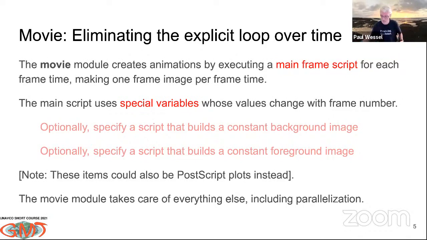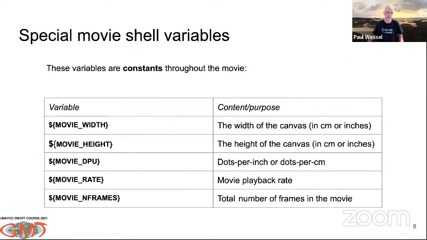You can have a background and foreground. I'm not going to cover that today because we don't have time, but you can do that. And everything else, including parallelizing this operation and running these frames on all your cores, is done automatically. So there are some special variables that are set in the shell for you to use. These are constants throughout the movie, right? So if you really need to know how many frames the movie is composed of or how high the plot width is, and you want to use that in your plot, those are available. You can just use $movie height, for instance, and you have that value. It won't change. It's the same one for the whole movie, obviously.